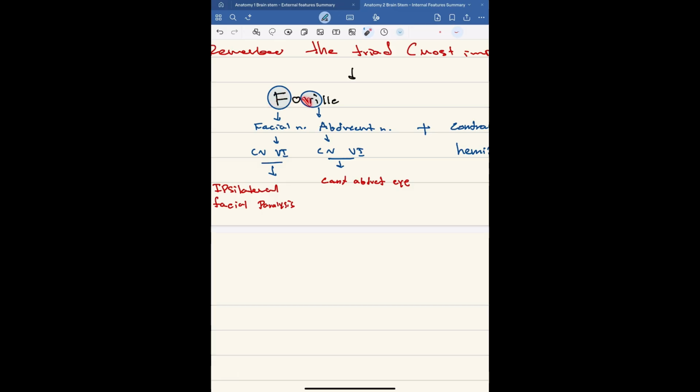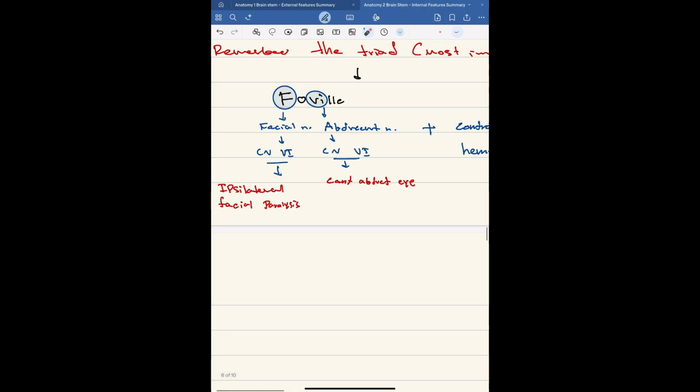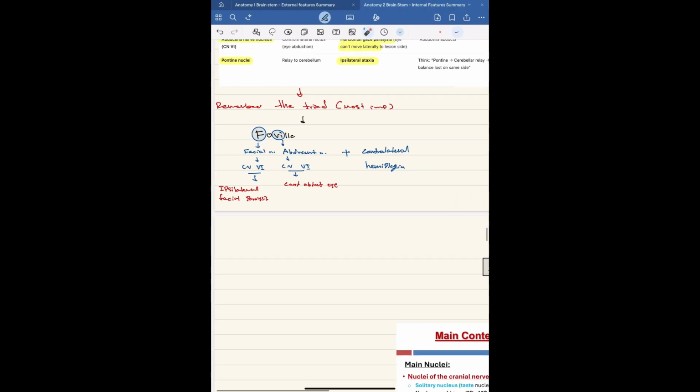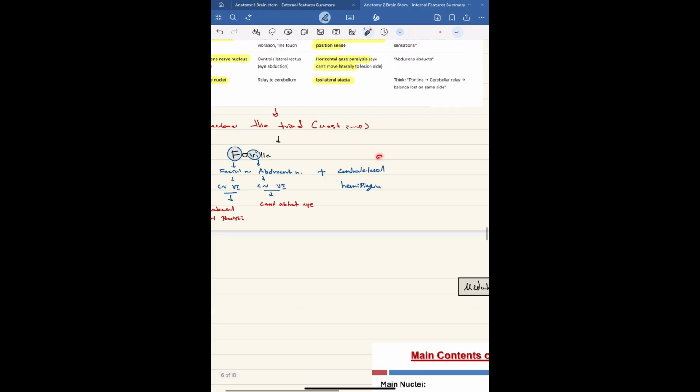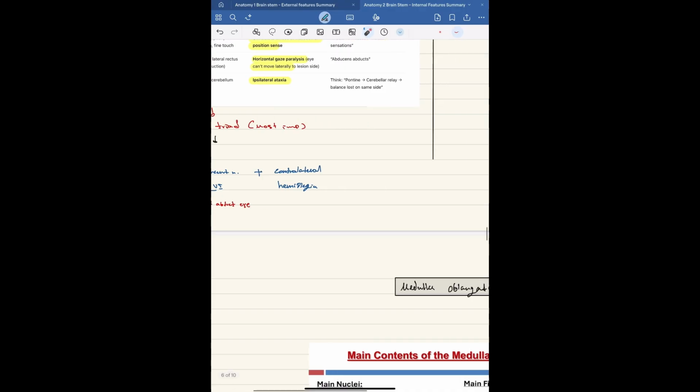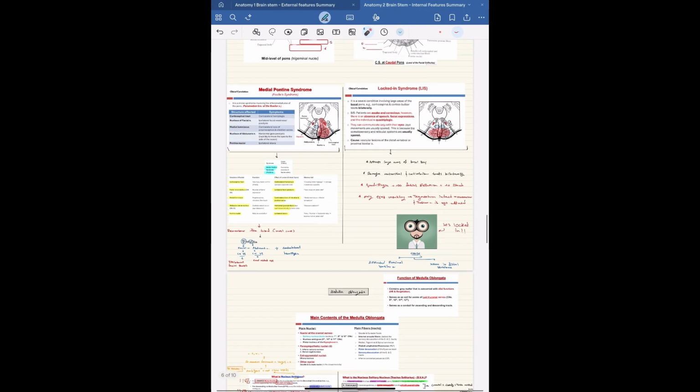And then you got VI, which is 6, cranial nerve number 6. Who is your cranial nerve number 6? Your abducent. So your abducent nerve is affected, right? And then finally, since it hits the tracts, and you need to remember it as extra, it will cause you contralateral hemiplegia. Alright, so we're done with the first syndrome.